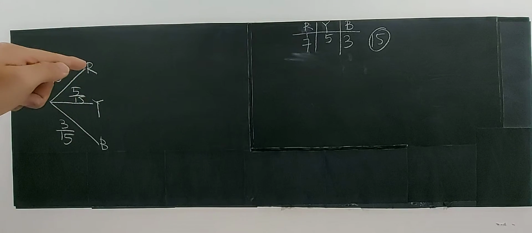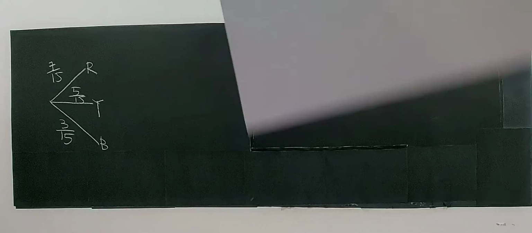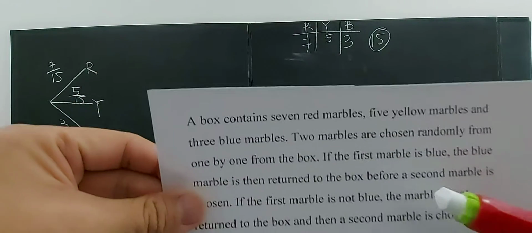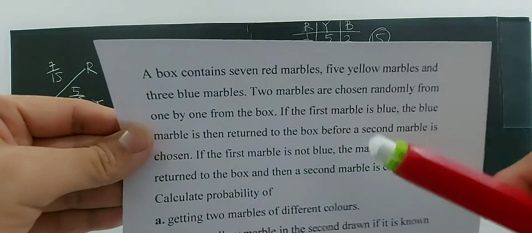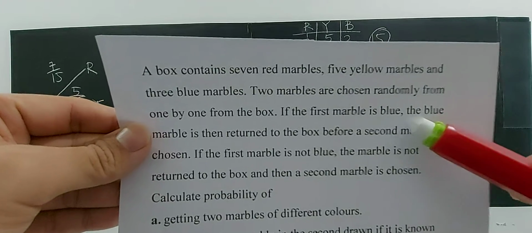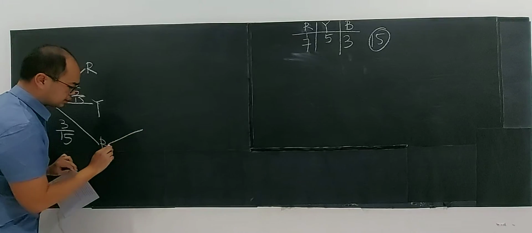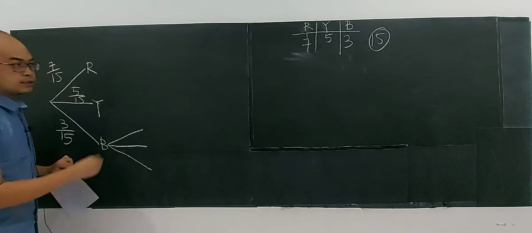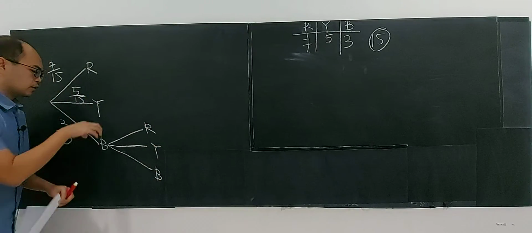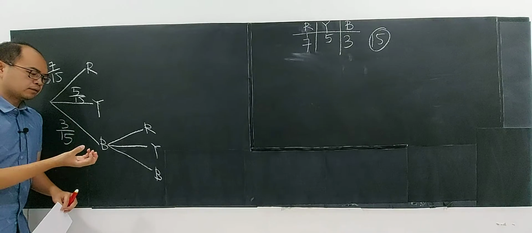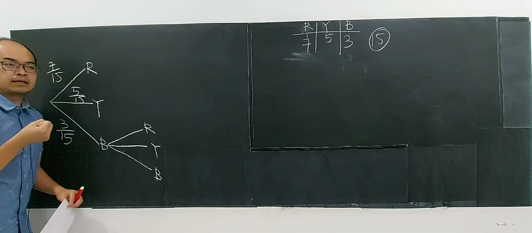So later on, from this second draw. Look at the question: if the first marble is blue, the blue marble is returned to the box before the second marble is chosen. It means it's replaced. So for the second draw, it will also be red, yellow, or blue. Because the first draw you get is blue, you return the blue marble back to the box and you take another marble.